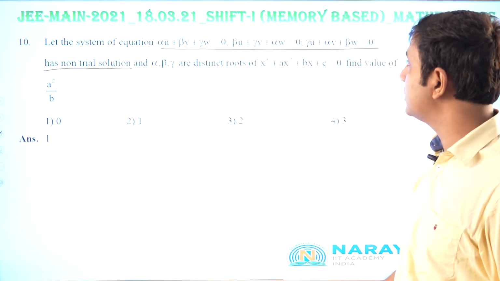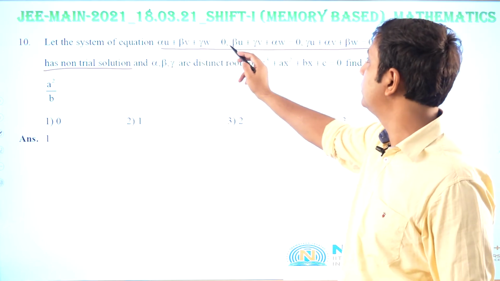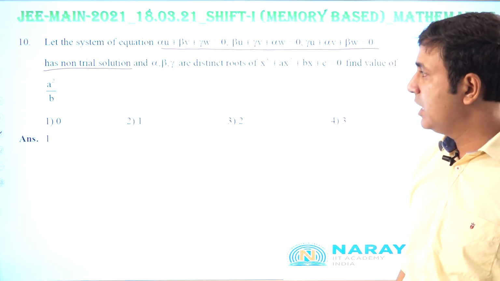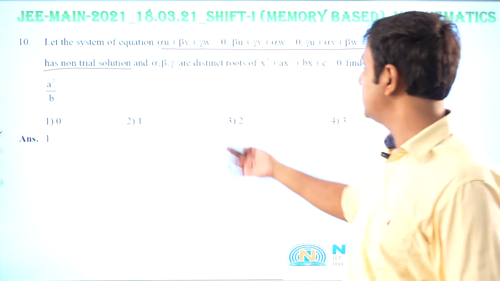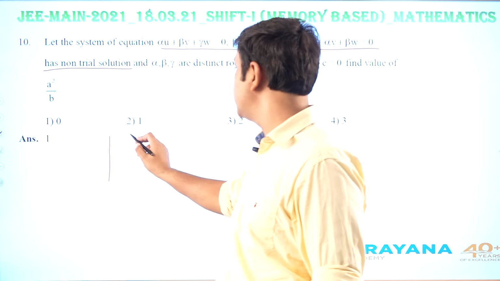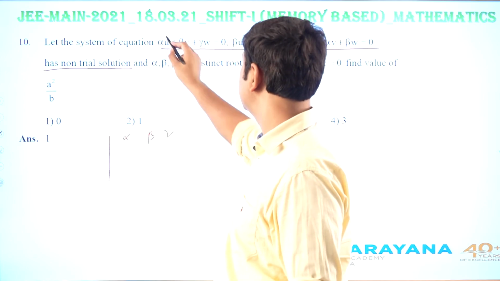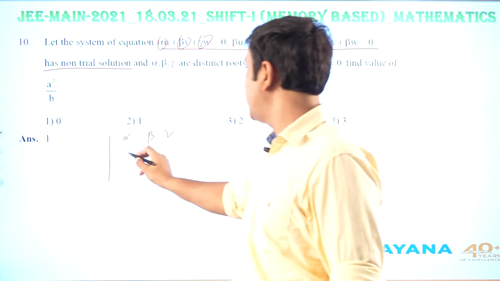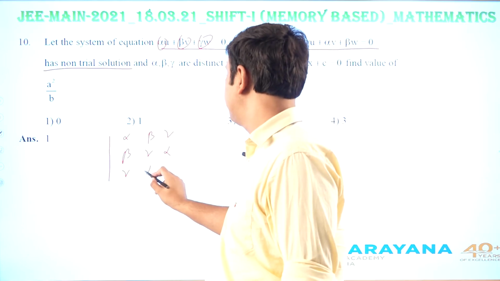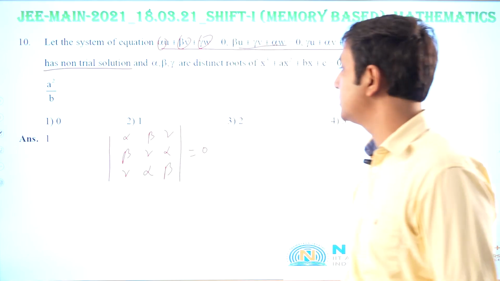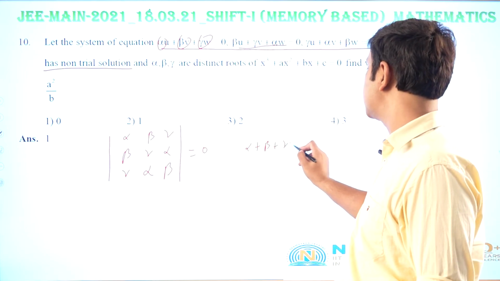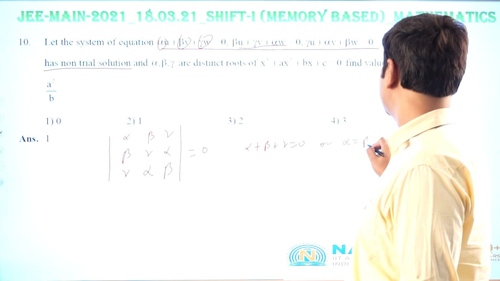Non-trivial means other than 0, 0, 0. If you take u, v, w as 0, all three equations are satisfied, which means something other than 0, 0, 0 is the solution, which means the infinite solution case, or you can simply remember that it corresponds to the coefficient determinant being 0. The coefficient determinant is alpha, beta, gamma, these coefficients, beta, gamma, alpha, these coefficients, and gamma, alpha, beta, these coefficients. This determinant must be 0. We are familiar with this determinant. This determinant implies that alpha plus beta plus gamma must be 0, or alpha is equal to beta is equal to gamma.